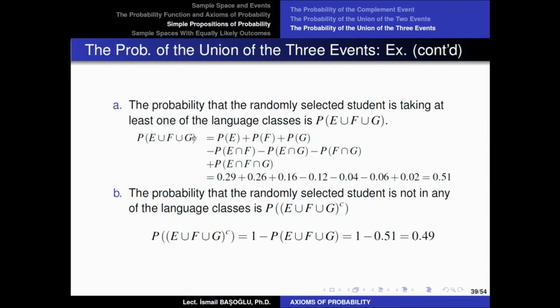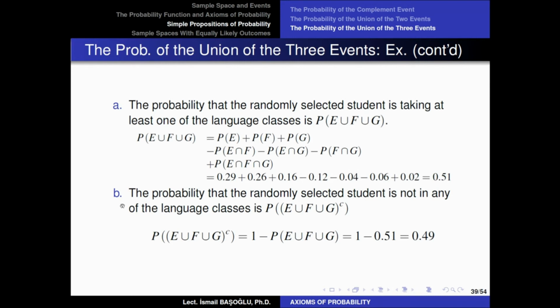So the probability of the three-way union, according to the probability of the union of three events, is the sum of individual probabilities, subtracting the probability of two-way intersections, plus the probability of the three-way intersection. And all of this information was summarized on the previous page. So the result is going to be 0.51. So my chance to select a student from this school who is taking at least one of these classes is 0.51, which is not very large actually.